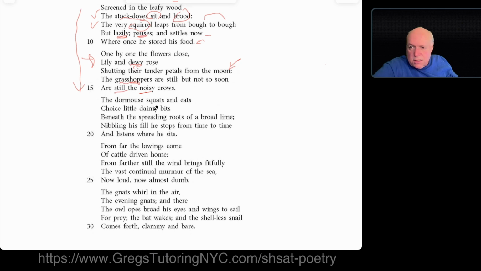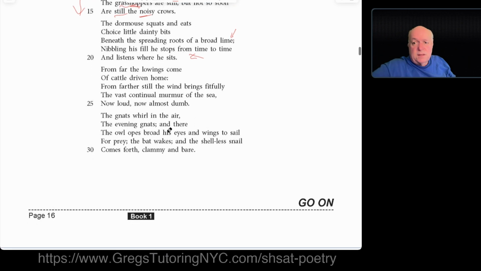"The dormouse squats and eats choice little dainty bits." Okay, each choice little dainty bit. So it's eating just little tiny stuff "beneath the spreading root of the broad lime." So it's also chilling at the end of the day, munching on, it sounds like, the roots of the lime tree. "Nibbling his fill, he stops from time to time and listens where he sits." So again, same kind of thing here. It's focusing on the dormouse, but it's talking about just end of the day. It's chilling. It's kind of just reflecting. The sun is setting. We know that already. And the animals are kind of just chilling out and relaxing at the end of the day.